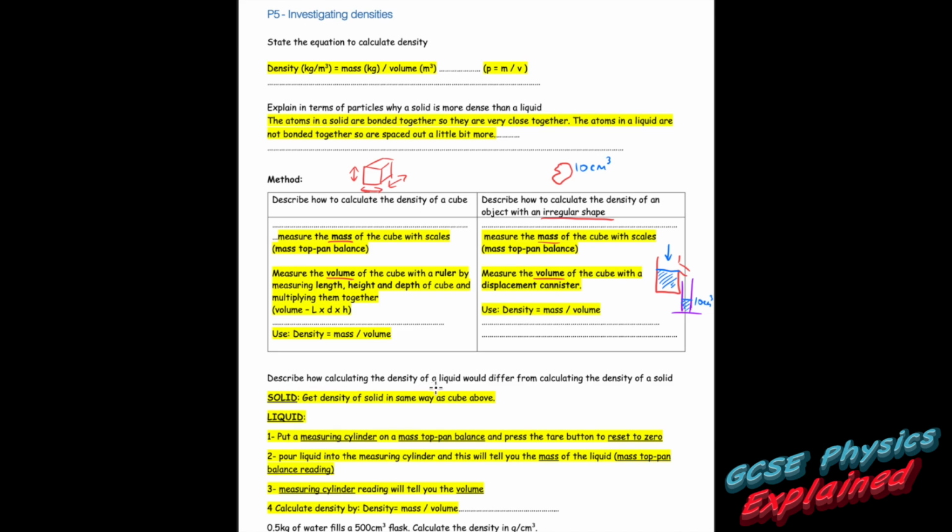Describe how calculating the density of a liquid would differ from calculating the density of a solid. So I've just explained how to get the density of a solid when it was a uniform or regular shape, or when it was an irregular shape. So to get the density of a liquid, we would put a measuring cylinder on a mass top pan balance and press the tare button to reset to 0. So there's your mass top pan balance.